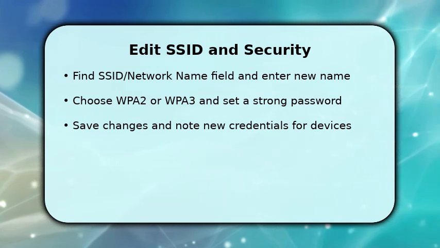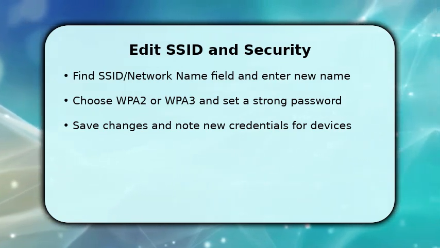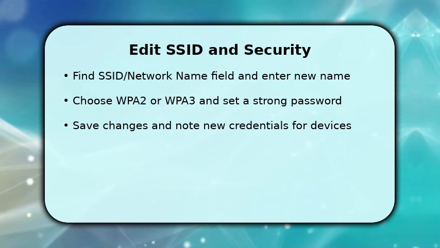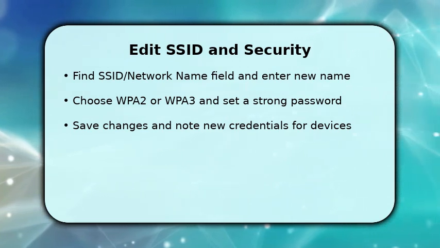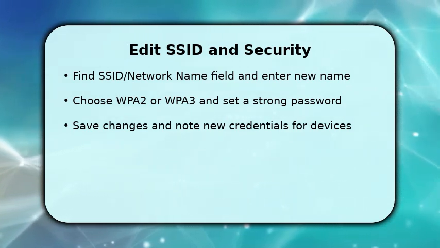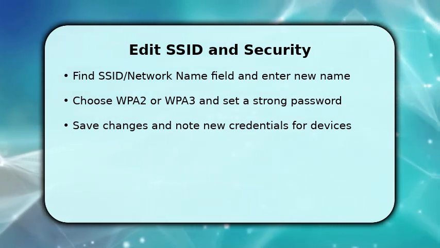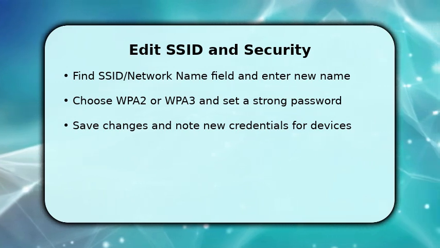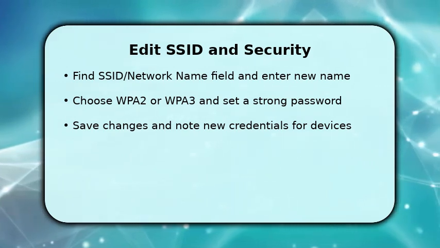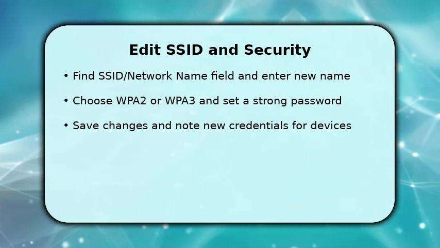While here, confirm security mode is WPA2 or WPA3 and update the passphrase to a strong mix of letters, numbers, and symbols. Make sure the channel and band settings are appropriate for your devices. Once changed, hit Save or Apply. The router may reboot, that's normal.